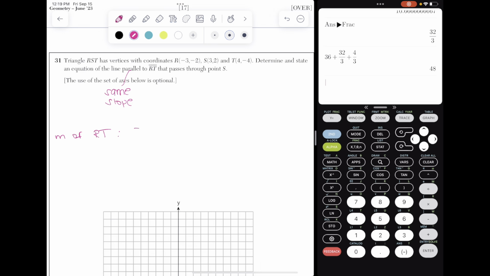You could choose to graph it and do rise over run if you'd like. I'm just going to use the slope formula, which is the change in y over the change in x. So this is going to give me -2 over 7. So that's going to be our parallel line, and we want to use the point S (3, 2). Okay, so based upon that, we're going to do point slope form. So y minus 2 equals -2 over 7, x minus 3, and that's our answer.